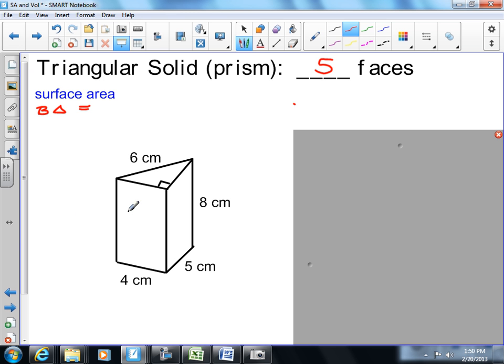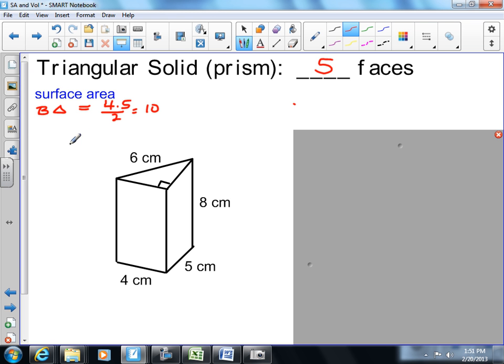Okay, now here's where you've got to be careful, because in order to find the area of a triangle, I take its base times its height divided by 2. But which side is the base? This is 4, this is 5, and that's 6. Which 2 do I use? The 2 that make a right angle. That's called the base and the altitude. Sometimes this is called the altitude. But the base and the height or the altitude always make a right angle. Always. So I'm going to take 4 times 5, and then what? Divided by 2. And I get 10.